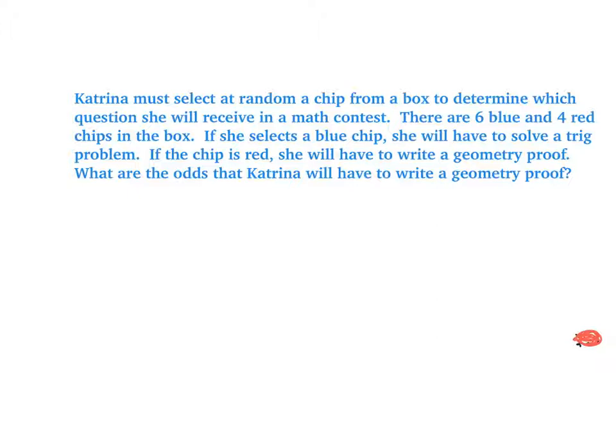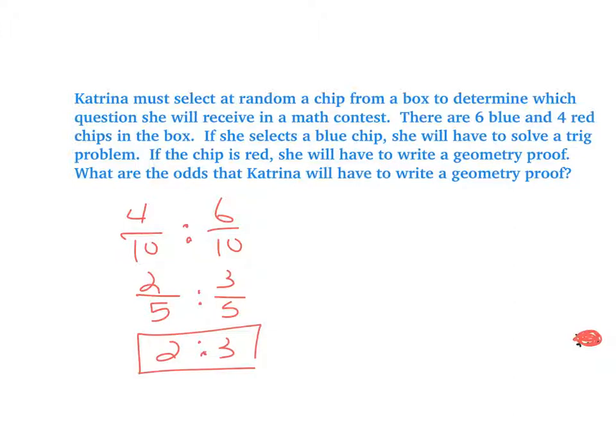So that's odds for a geometry proof. She has a 4 out of 10 probability of writing a geometry proof and a 6 out of 10 chance of not writing a geometry proof. When we reduce those, that's 2/5 and 3/5. The denominators are the same, so you're really looking at odds of 2 to 3. So the odds are 2 to 3 that she will write a geometry proof. It'd be 3 to 2 against her writing a geometry proof, which is what you see the most.